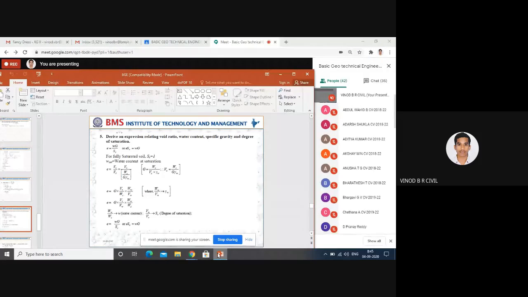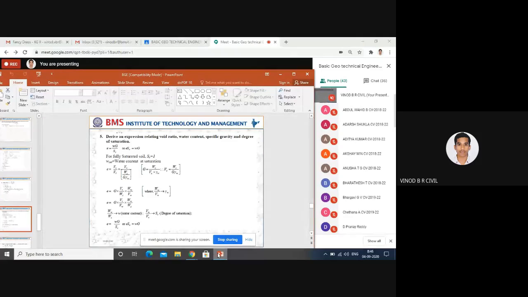Therefore, w is nothing but the volume of voids divided by the volume of soil, equal to the volume of voids divided by Ws divided by G into gamma W, the unit weight of water. Therefore, G is equal to the weight of soil divided by the volume of soil into the unit weight of water. Therefore, Vs, the volume of soil, is equal to the weight of soil divided by G into gamma W.